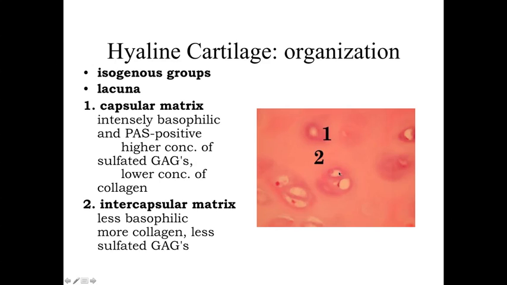Now, occasionally what you're going to see is that these cells are going to be dividing, but still trapped within a single lacuna. And these are going to be referred to as isogenous groups. We've got an isogenous group here. We've got another one over here. So we've got the products of a mitosis.